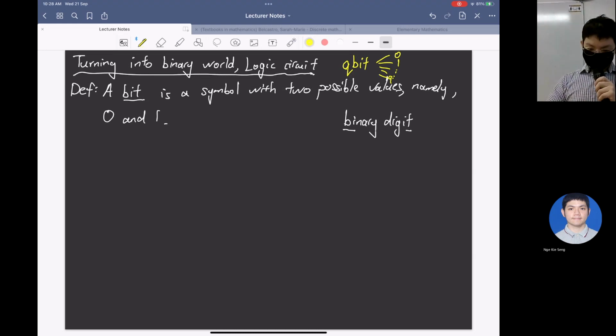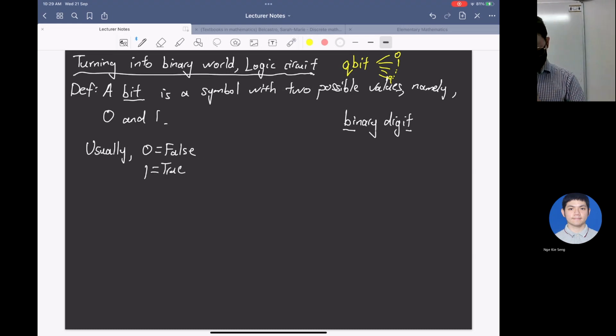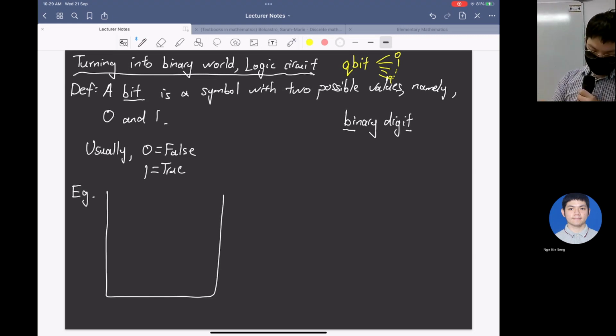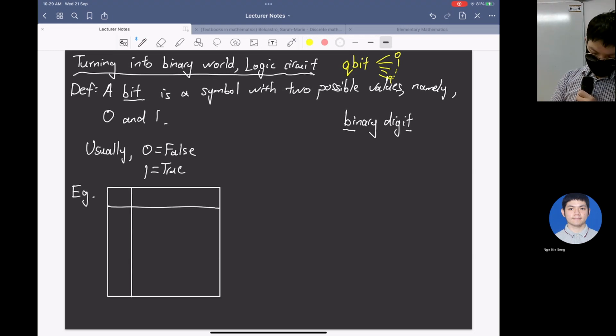Okay. Come back to this topic here, binary digit. So usually the convention is 0 represents false, 1 represents true. So through this false and true, we can also draw a similar truth table. Okay, for example, P, Q, P and Q: true, true, true; true, false, false; false, true, false; false, false, false.